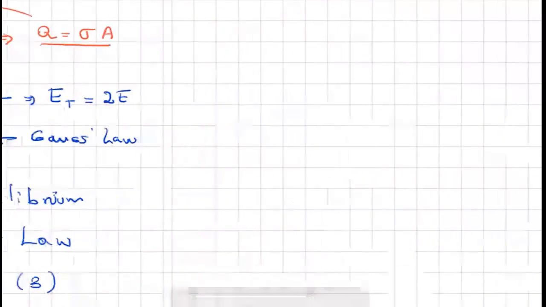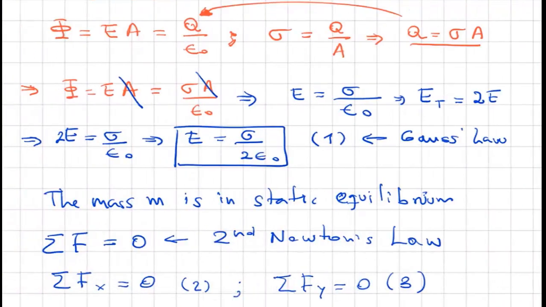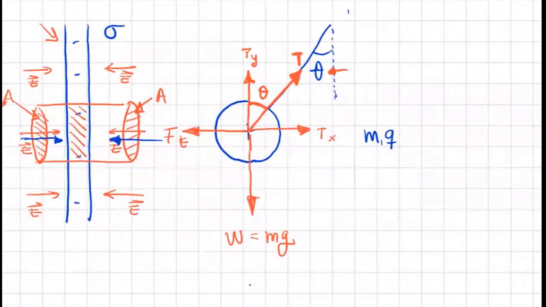We use equation number 2: the total force along the x-axis is equal to 0. That's number 2, and the total force along the y-axis is equal to 0. That's number 3. Now we come back to the illustration and see what the forces are.